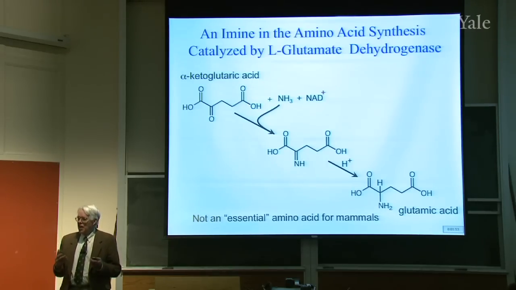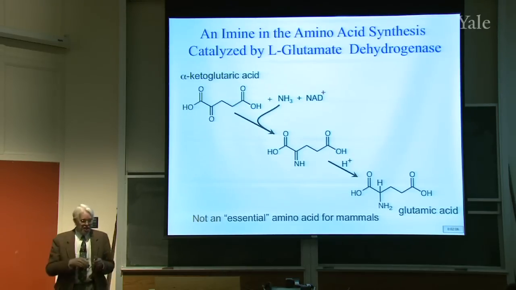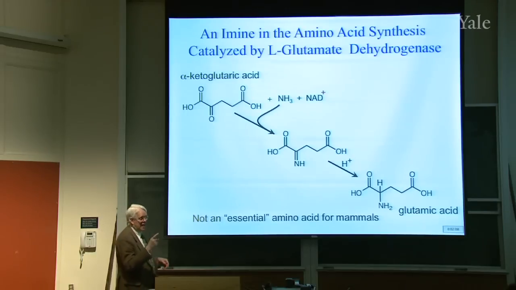Why is it called dehydrogenase? Because a catalyst makes the reaction go faster in either direction. And it was first studied in the direction where it goes from bottom left to top right, right? So it's called dehydrogenase, but the catalyst just makes the transformation happen in either direction.